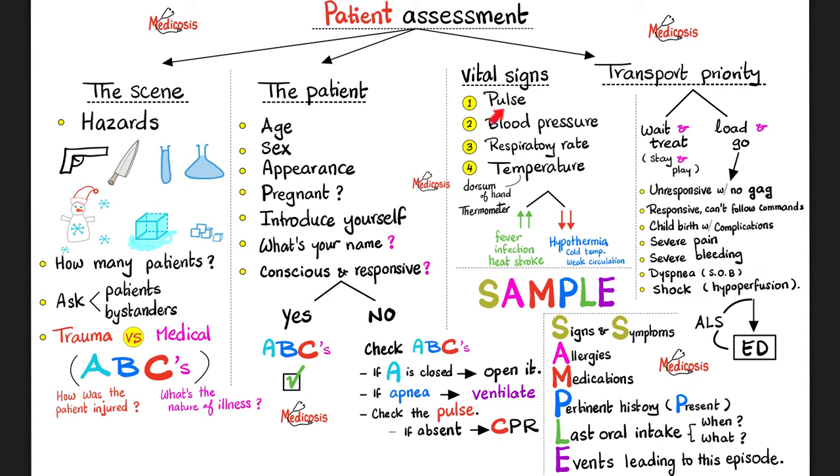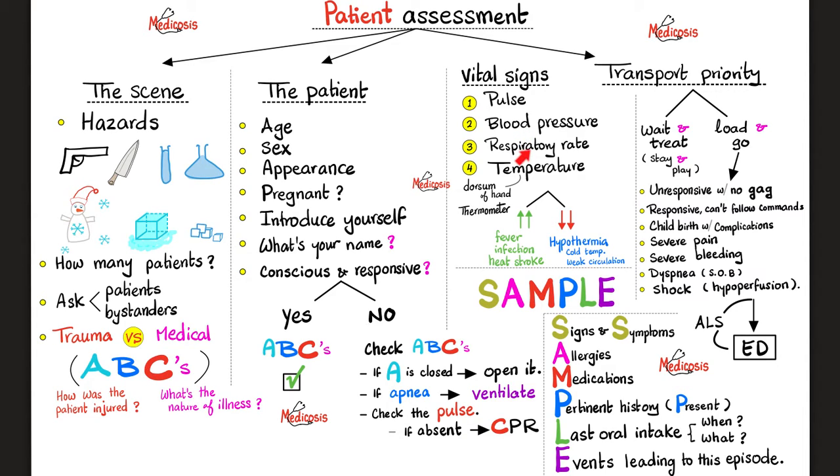The periphery means everything except for the heart. Next, vital signs. What are the 4 vital signs? You should never forget this. Pulse, pressure, respiratory rate, temperature. Notice that I said pulse, I did not say heart rate, because pulse and heart rate are not synonymous. More on that soon. Then blood pressure, then respiratory rate.